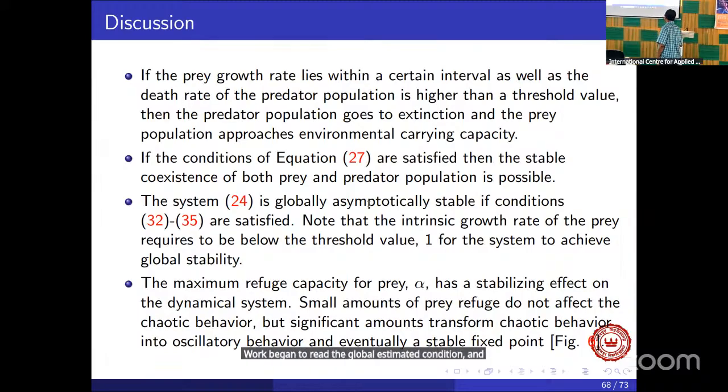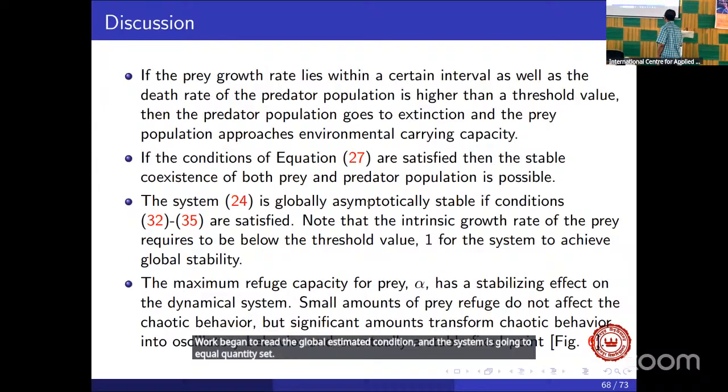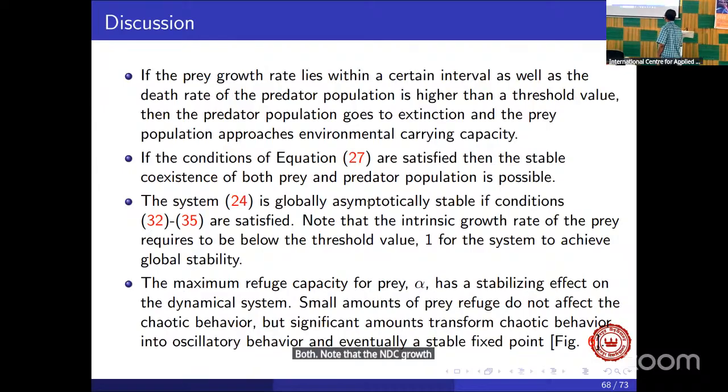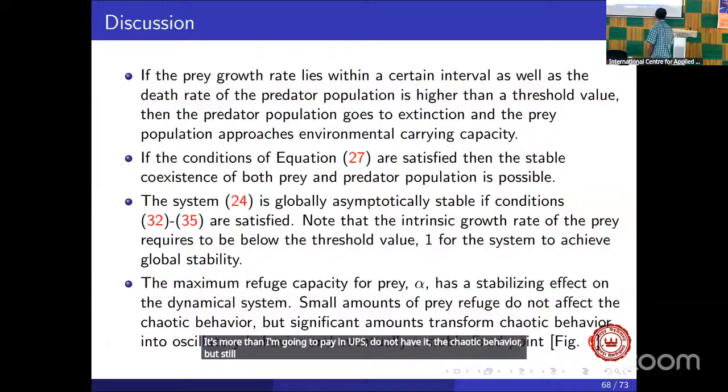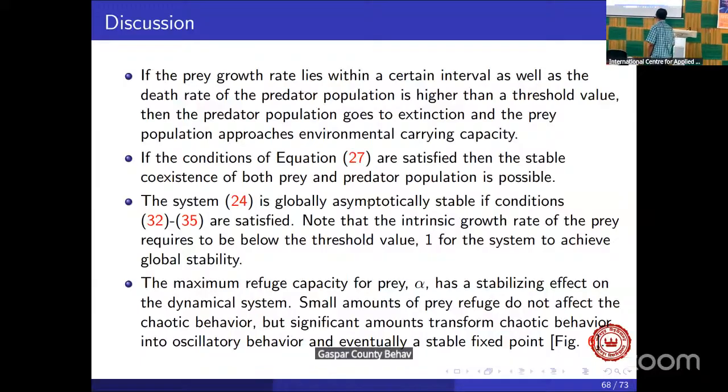and when the system's global stability condition holds, note that the intrinsic growth rate of the prey is required to be below the threshold value 1 for the system to achieve global stability. The maximum reduced capacity of the prey, earlier we have shown the result, 1.6 is stable, has stability, there is an effect on the dynamic system, otherwise it is a limit cycle. A small amount of prey reduction does not affect the chaotic behavior, but a significant amount transforms chaotic behavior into oscillatory behavior and eventually a stable fixed point.